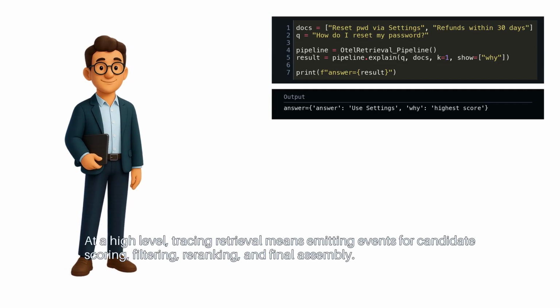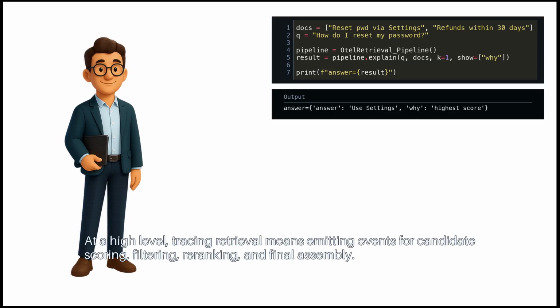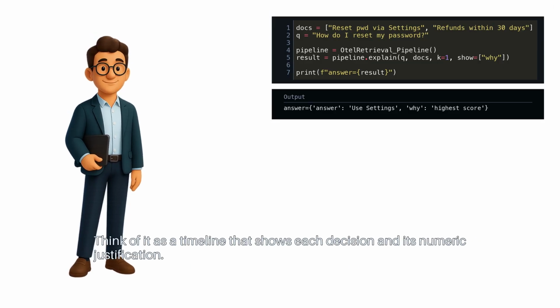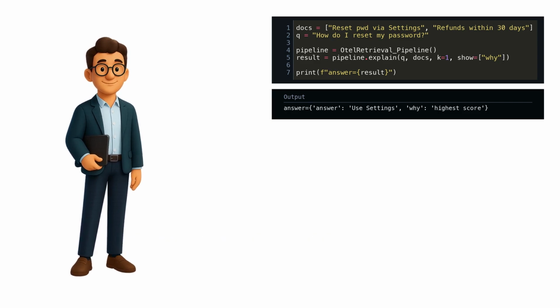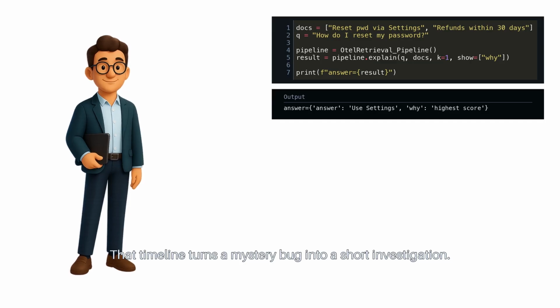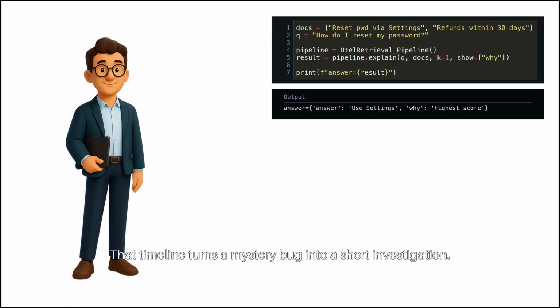At a high level, tracing retrieval means emitting events for candidate scoring, filtering, re-ranking, and final assembly. Think of it as a timeline that shows each decision and its numeric justification. That timeline turns a mystery bug into a short investigation.